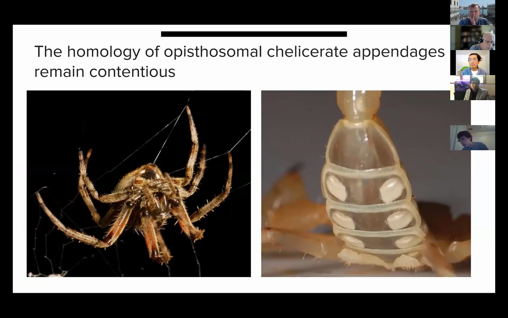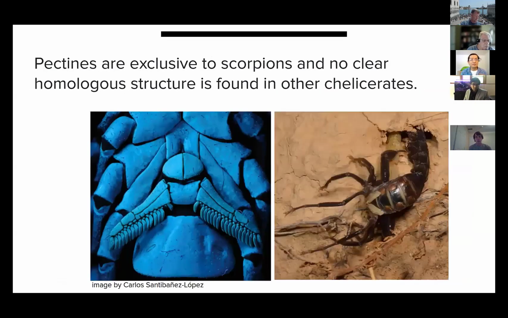In other cases, such as the book lungs, we're able to establish some level of homology. For example, book lungs are internalized gills, or these later being derived into tracheal respiratory organs by positional homology, but it's much more challenging in general to do these homologies. And one such abdominal appendage is that of the pectines. So pectines are structures that are only found in the scorpions, and they have no clear homology with any other structure in any other chelicerate.